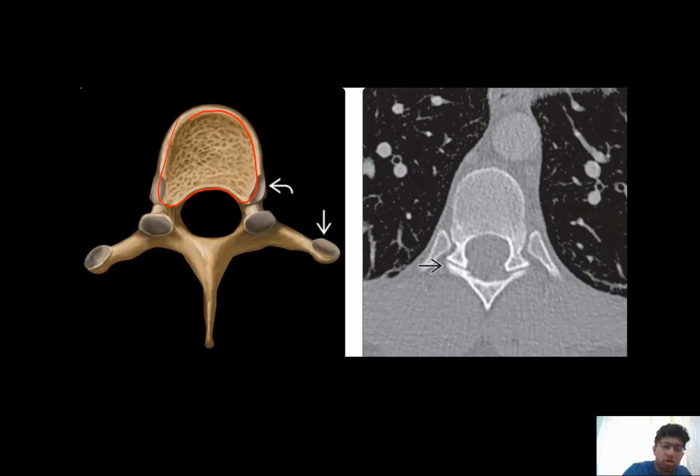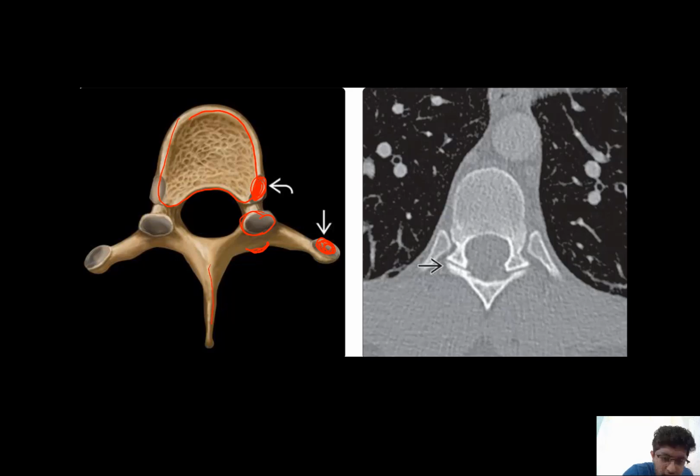It has a heart shape, and then we have here one articular facet for the head of the rib, and one articular facet in the transverse process for the neck of the rib. And then we have the superior articular facet, and one more articular facet here, the inferior articular facet. Now this is a posteriorly facing superior articular facet and an anteriorly facing inferior articular facet. So we are not seeing the inferior articular facet.